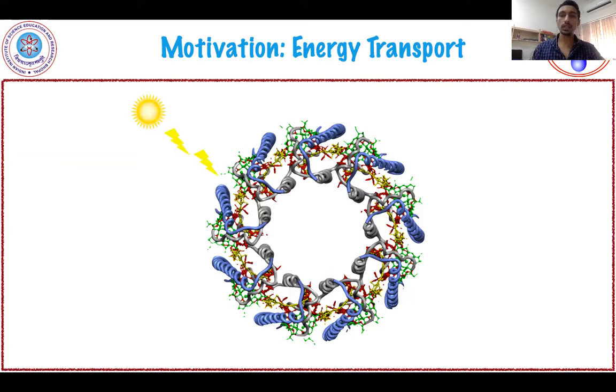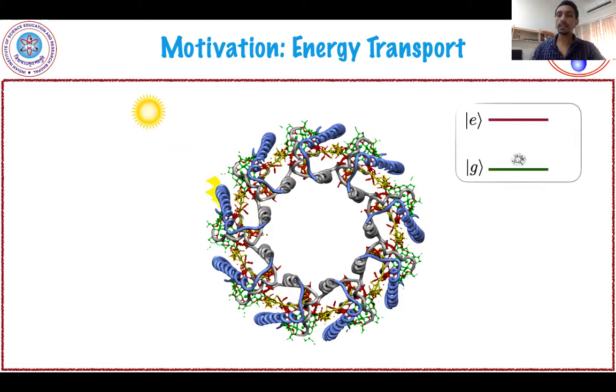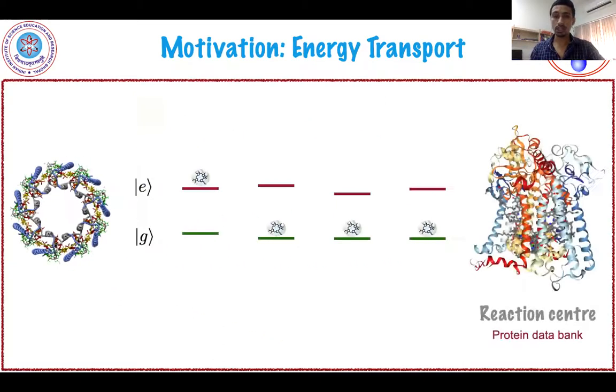Now, let's say we shine sunlight on this molecular aggregate. That sunlight is absorbed by a molecule, and that takes the molecule from the electronic ground state to the electronic excited state. This we call excitation, or sometimes exciton. This excitation energy then jumps from one molecule to the next until it ultimately reaches the reaction center. After this, some charge separation will take place, and that could be a nice way to store the energy. This is how plants harvest sunlight.